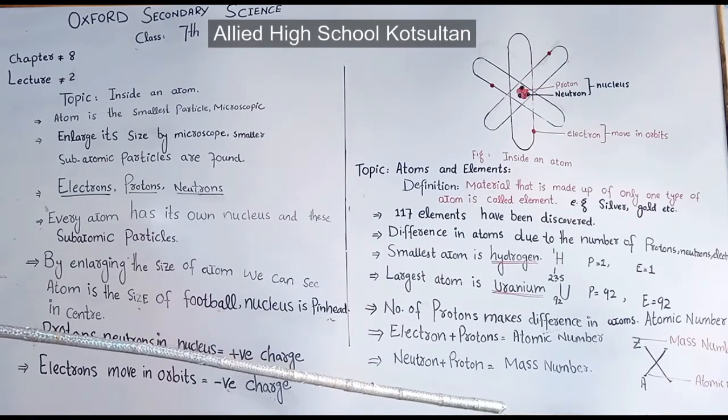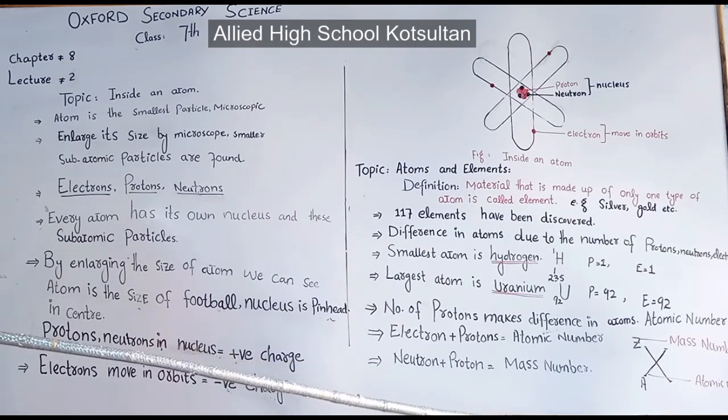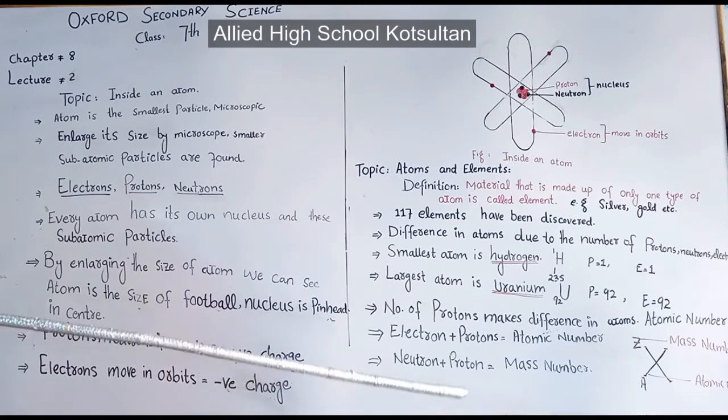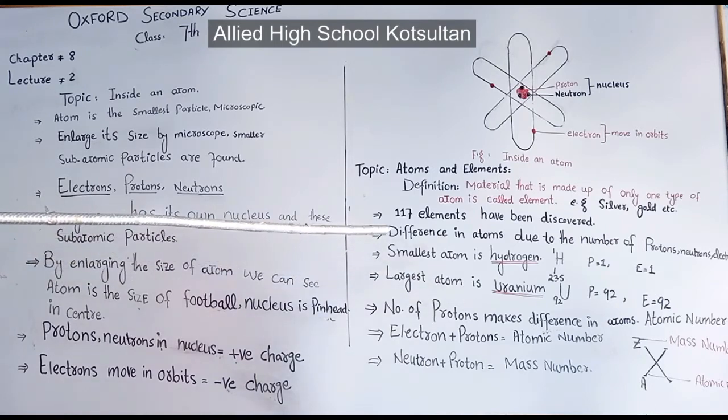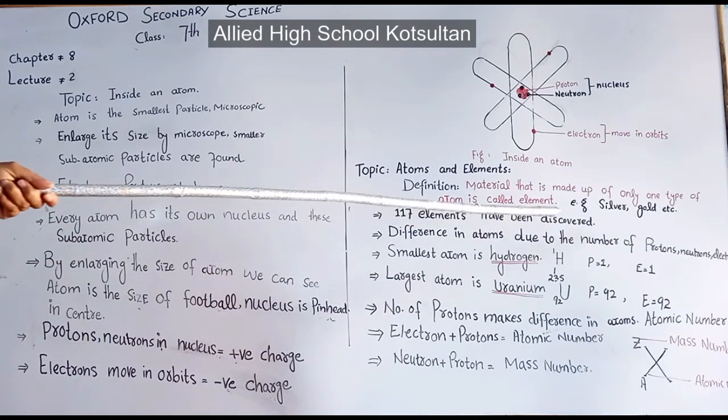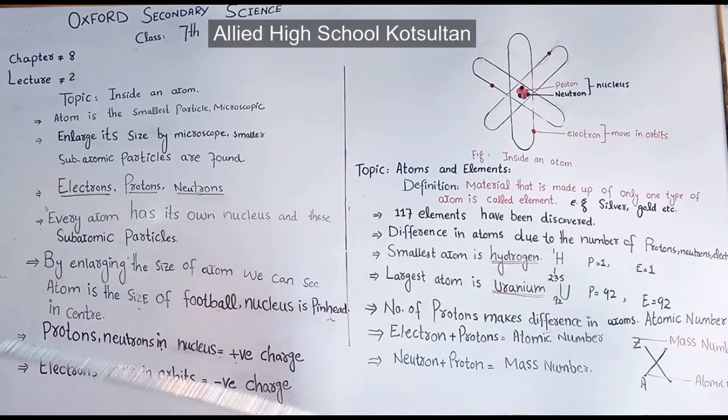From these elements, some are rare, and some are present in our surroundings like iron. These are all elements. The difference in these atoms is due to the number of protons, neutrons and electrons. We can't say that all the elements and all the atoms are the same, because they have different numbers of electrons, protons and neutrons. These are the subatomic particles, and each atom has a different number of them, and due to these subatomic particles we can identify an atom.